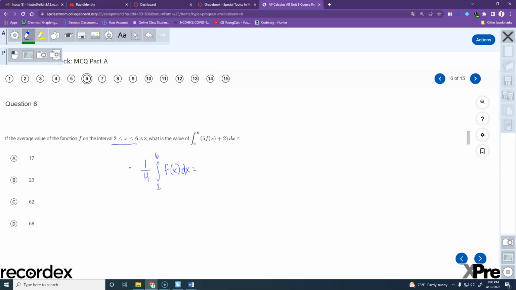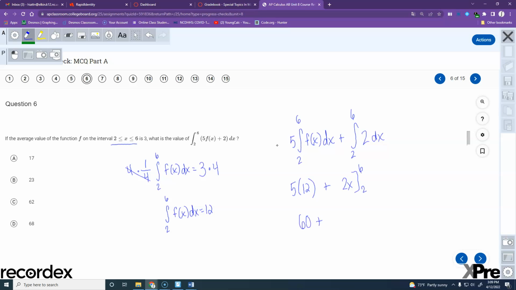What's that going to equal? It equals 3, because they tell us the average value is 3. So how am I going to use that to find what they're asking for? What am I going to do with that 1/4? I can multiply both sides by 4 to get rid of it here. So I'll have the integral from 2 to 6 of f of x dx equals 12. So I can break this down over here: 5 times the integral from 2 to 6 of f of x dx plus the integral from 2 to 6 of 2 dx. So it's 5 times 12 plus 2x evaluated from 2 to 6. So it'll be 60 plus 12 minus 4, so 68 will be your answer.